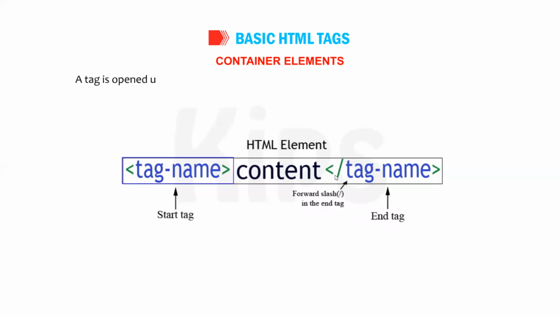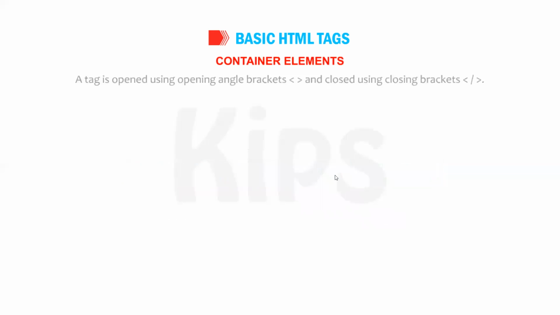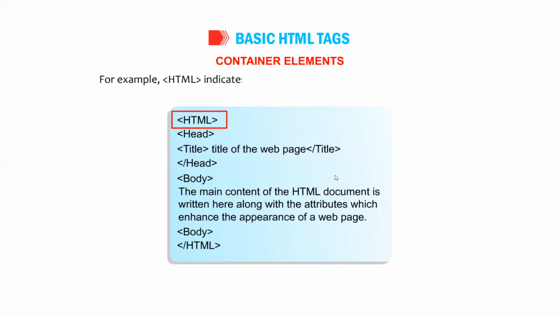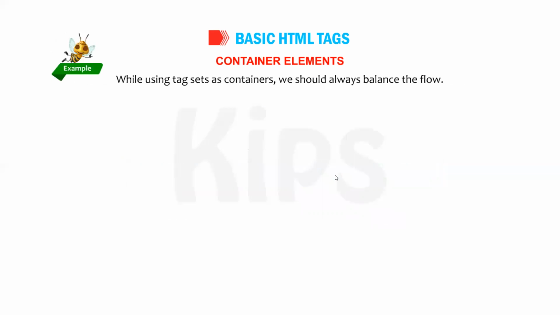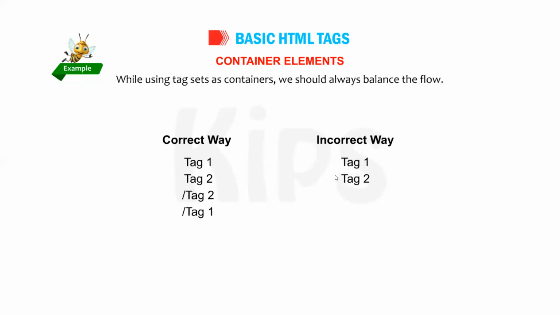A tag is opened using opening angle brackets and closed using closing brackets. For example, HTML indicates opening tag and /HTML depicts closing tag. While using tags sets as containers, we should always balance the flow. Example, correct way, tag 1, tag 2, /tag 2, /tag 1, incorrect way, tag 1, tag 2, /tag 1, /tag 2.